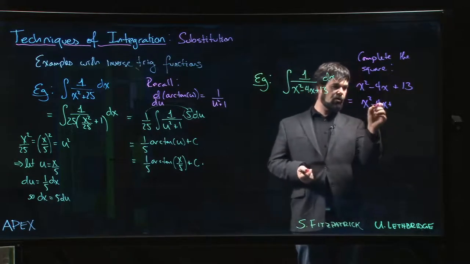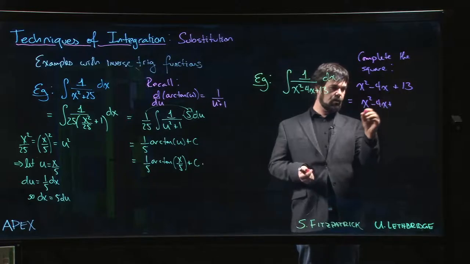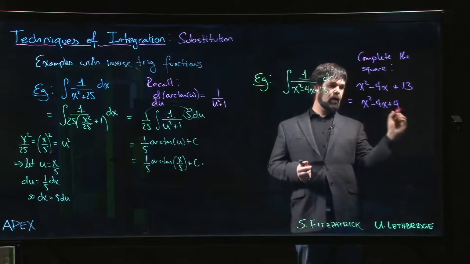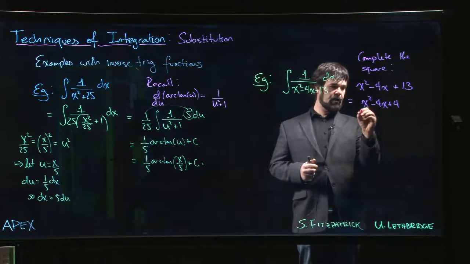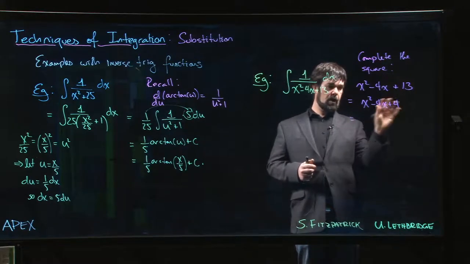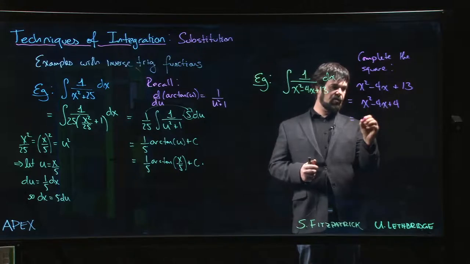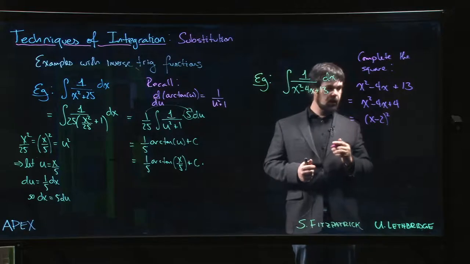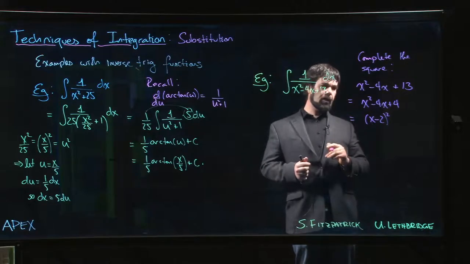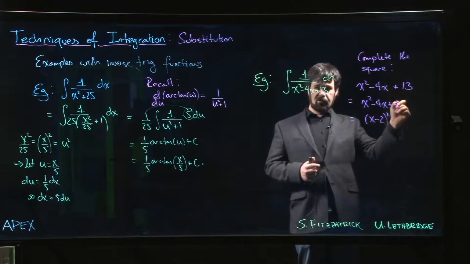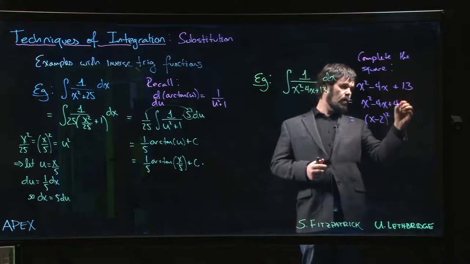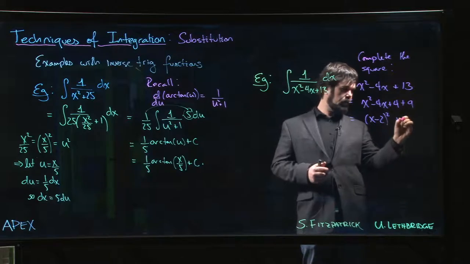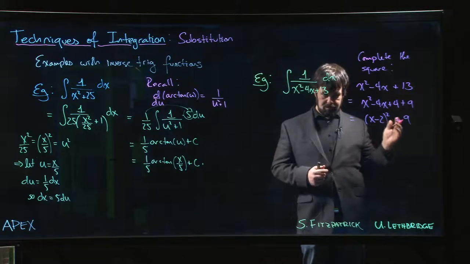Well, we take half of the cross term, so half of 4 is 2. 2 squared is 4, right? We want that because this is going to be, I'm skipping ahead, but what is this? This is going to be the square of x minus 2, okay? But, well, that's not quite right. We can't just turn 13 into 4. But what we can do is turn 13 into 4 plus 9. Okay, good.